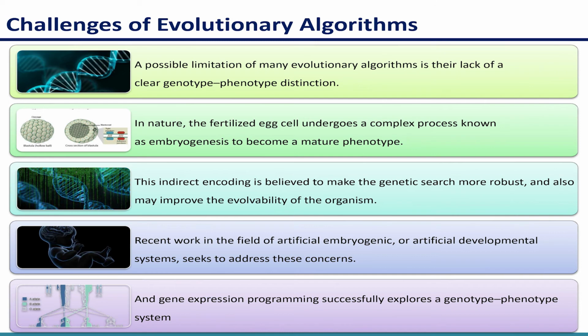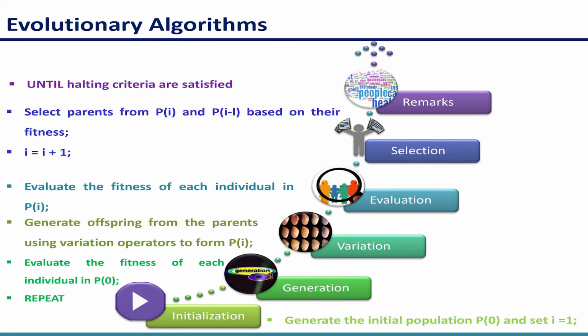Gene expression programming has successfully explored the genotype or phenotype of systems. So these are some challenges of evolutionary algorithms used in healthcare for mutation and recombination and other applications in healthcare systems. These are the processes by which an evolutionary algorithm starts to work: initialization, generation, variation, evolution and selection, and then the remark.